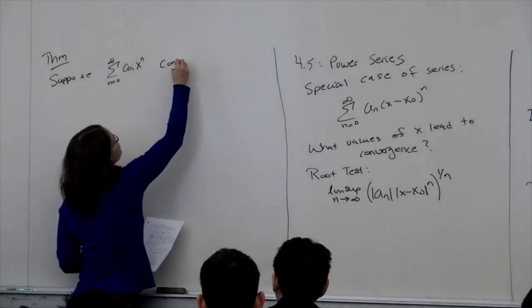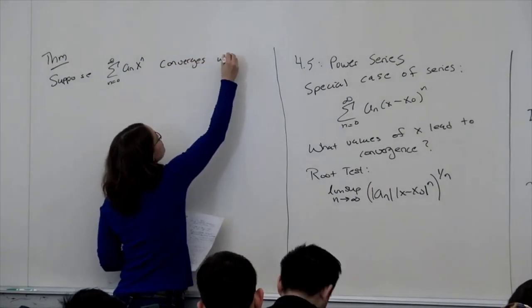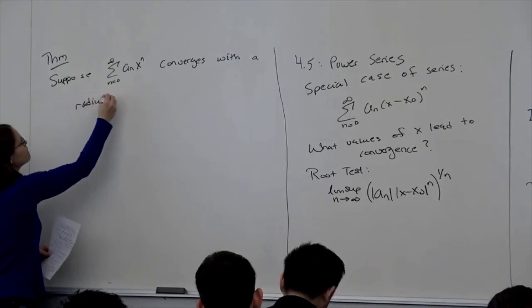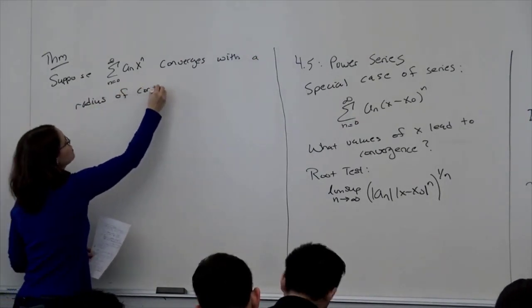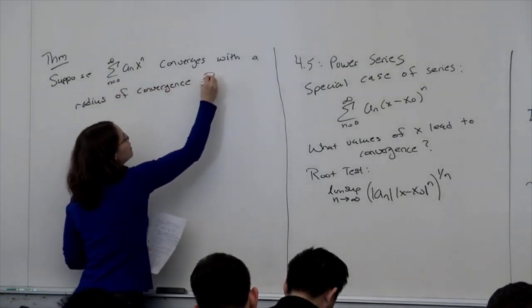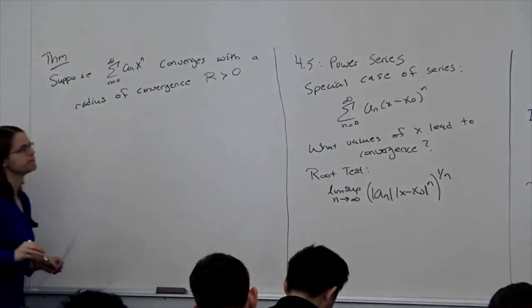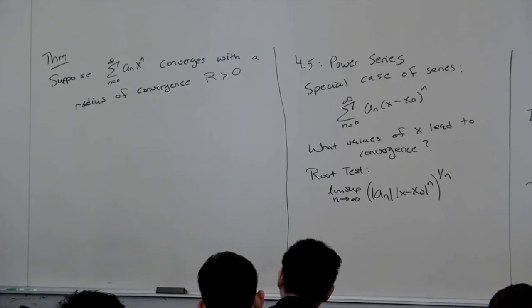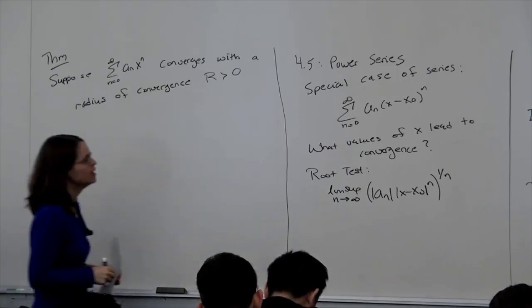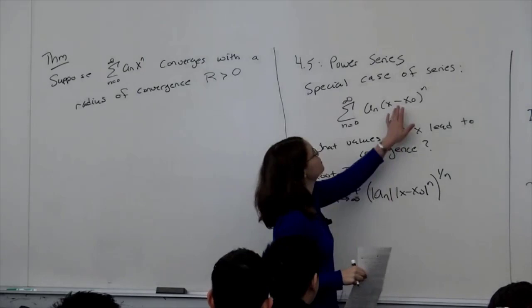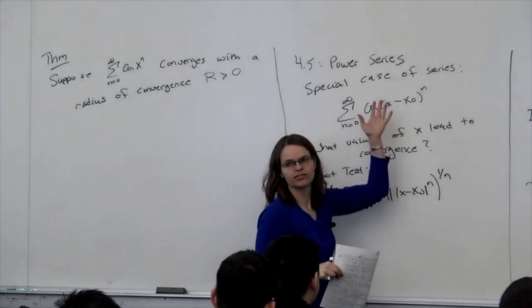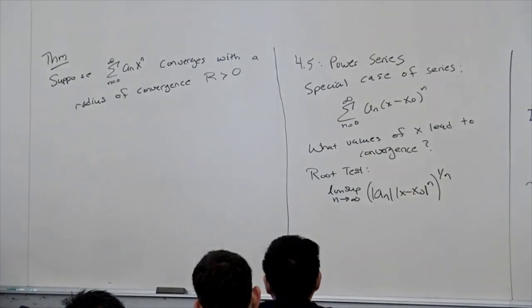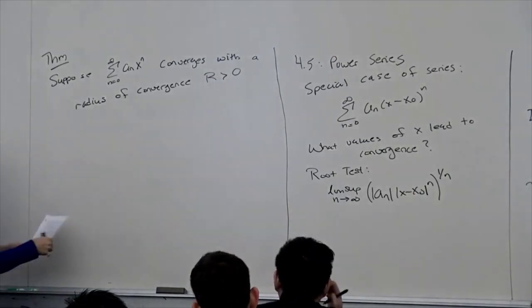Suppose this converges with a radius of convergence R that is greater than 0. R equals 0 is not terribly interesting in terms of the series. R equals 0 means that the only value we can plug in here is x naught itself, which is boring. Okay, so suppose we have convergence with a radius of convergence R greater than 0.